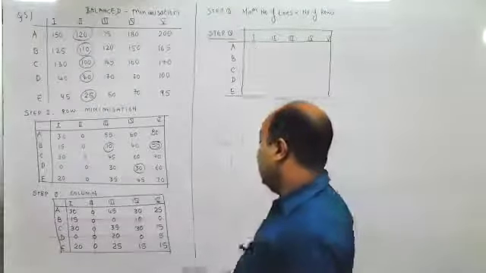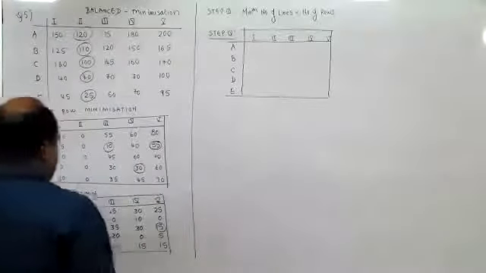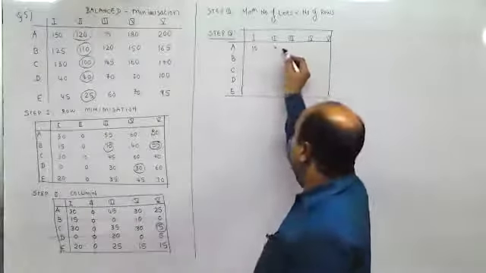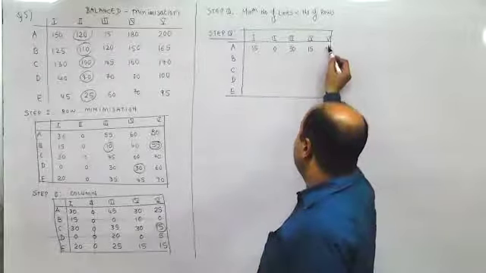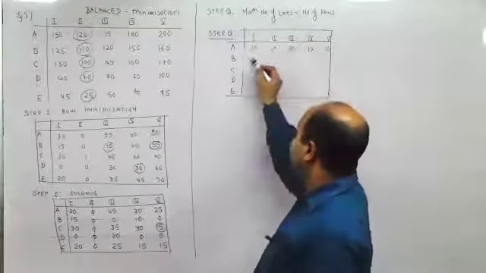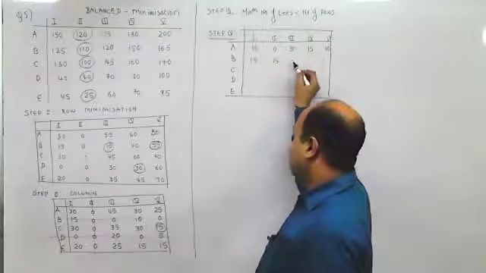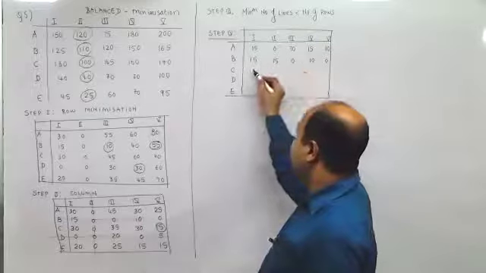30, the minimum value is 15. So 30 minus 15 is 15. This would be 0. 45 minus 15 is 30. 30 minus 15 is 15. 25 minus 15 is 10. This is 15. 0 plus 15 is 15. 0, 10 and 0. This would be 30 minus 15 is 15.